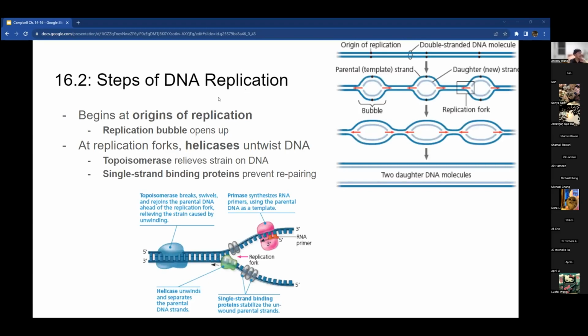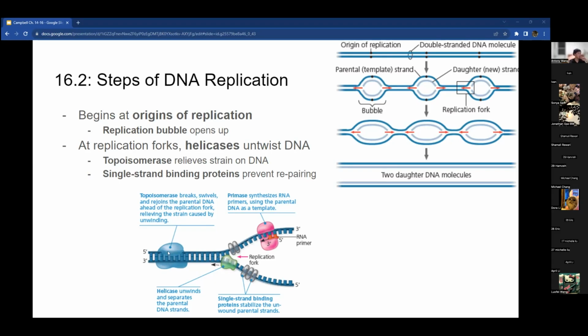These are the steps of DNA replication. It begins at origins of replication. This is true for both bacteria and eukaryotes, except in eukaryotes, as you can see, there are many origins of replication, right? In bacteria, there's only one. Usually there's only one. At replication forks, the helicase will first open up the DNA.